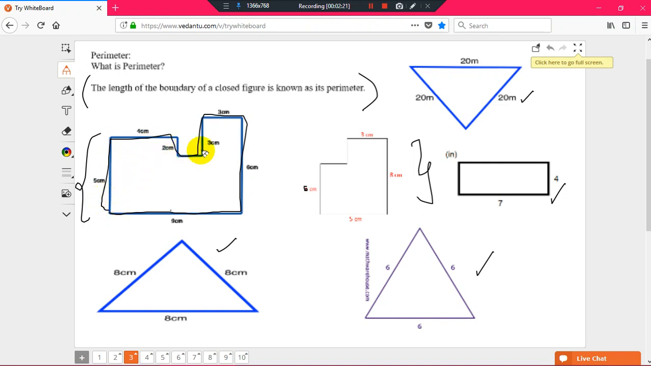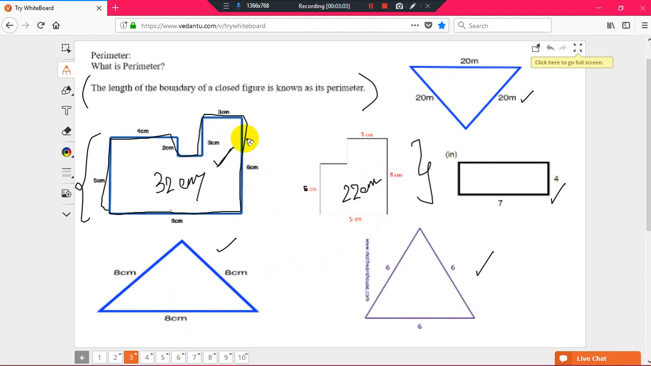4 plus 2, 6. 6 plus 3, 9. 9 plus 3, 12. 12 plus 6, 18. 18 plus 9, 27. 27 plus 5, 32. So the perimeter will be 32 centimeter for this shape. For this one: 6 plus 3, 9. 9 plus 8, 17. 17 plus 5, 22. So this will be 22 centimeter.